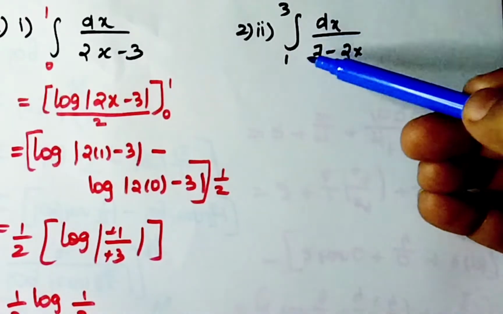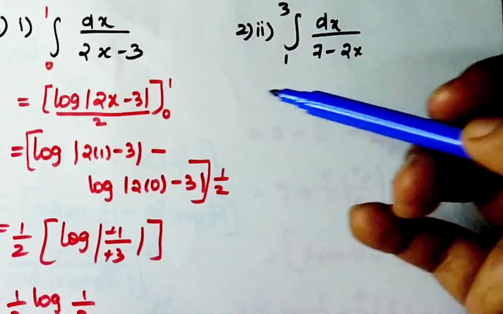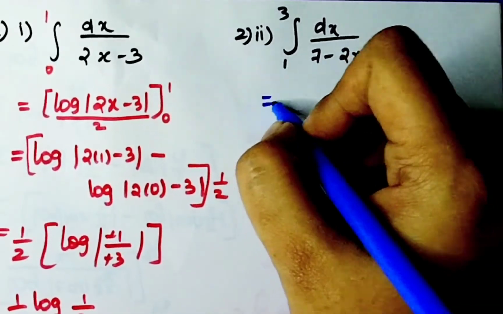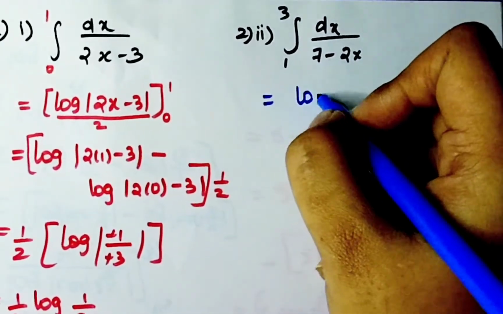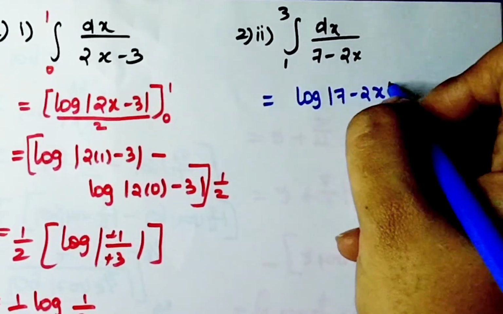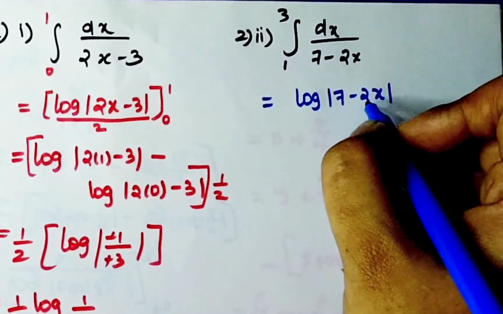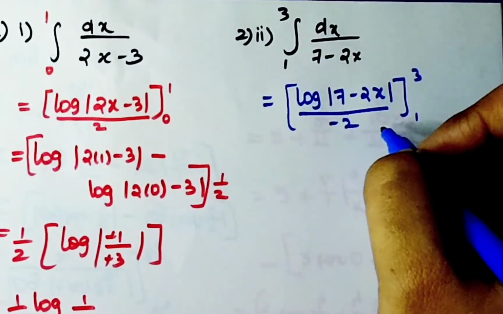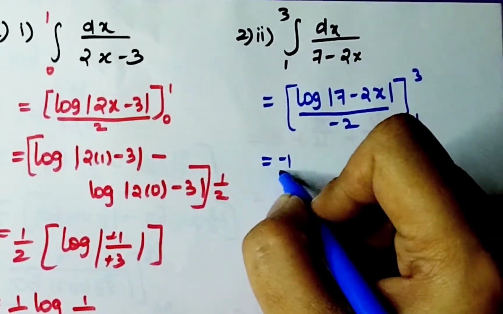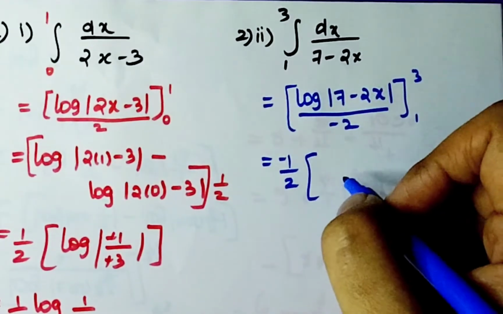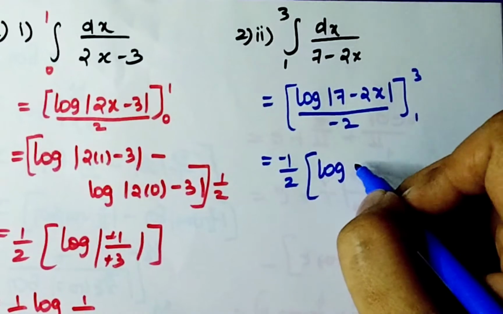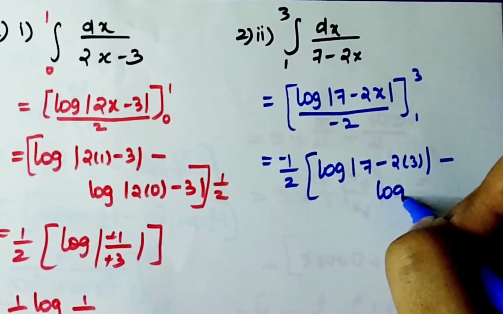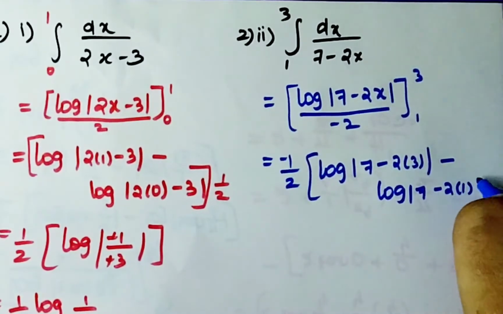Subdivision 2, integral 1 to 3 dx by 7 minus 2x. It is similar to the previous subdivision. We make use of logarithmic formula again. So integration of dx by 7 minus 2x will be log 7 minus 2x and the coefficient of x is minus 2. So we write it as minus 2 and the limits 1 to 3. Okay, let's take minus 1 by 2 common out. Now let's substitute the upper and lower limit. That is, upper limit is log 7 minus 2 into 3 minus log 7 minus 2 into 1.